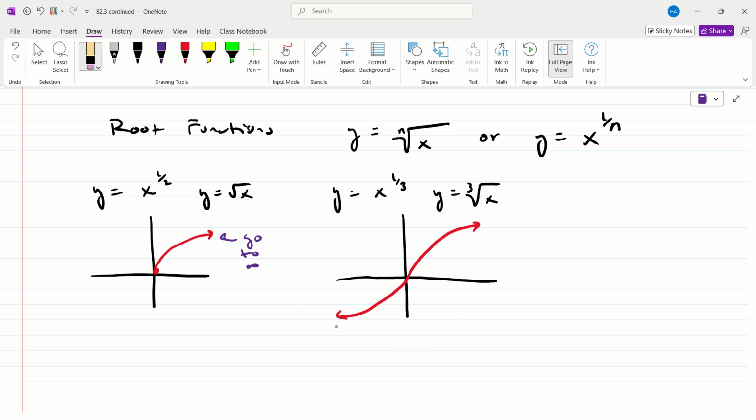On the far left-hand side, this guy goes to negative infinity. On the far right-hand side, this guy goes to positive infinity. But if you were to graph it, it looks like the y values level out. And they don't level out. They go to infinity, but they go to those infinities really slowly. So something to be aware of.